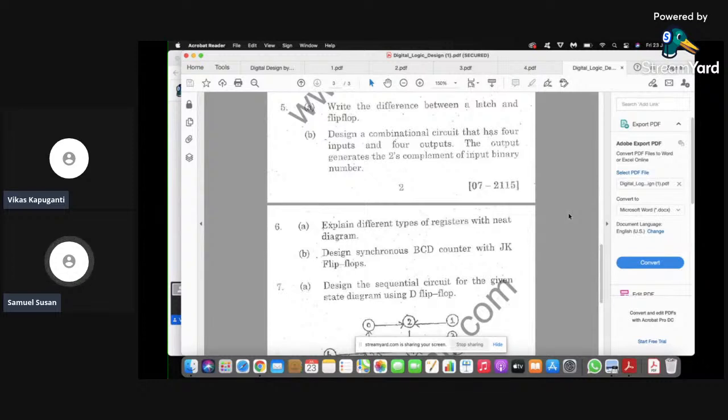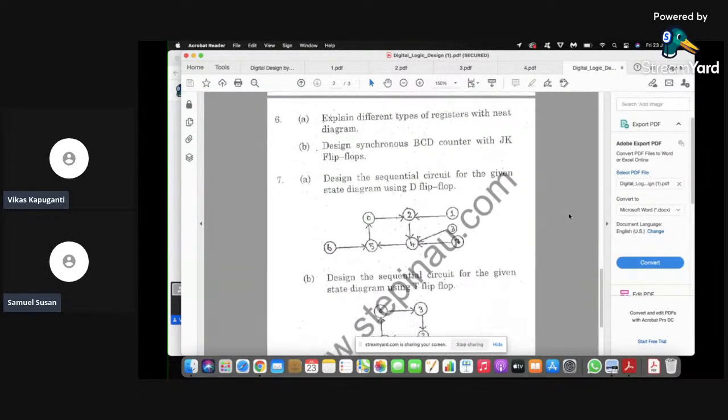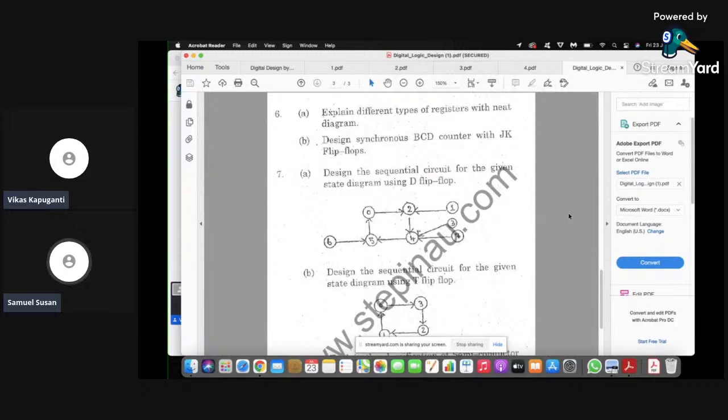So in this fifth question particularly, maybe you can guess that the 5A is only for 4 marks and 5B is for 10 marks, because that's a big question, right? And explain different types of registers. This is also from the registers topic.